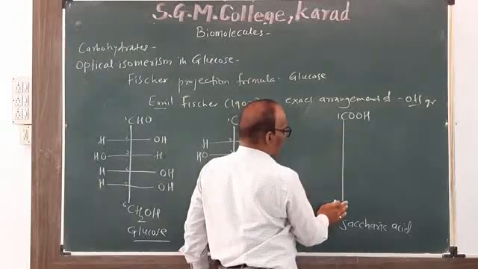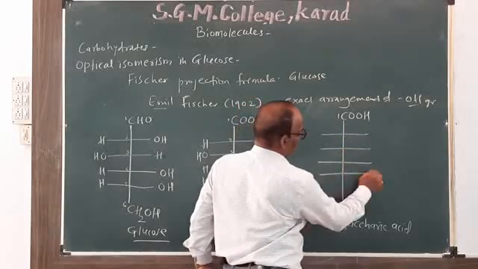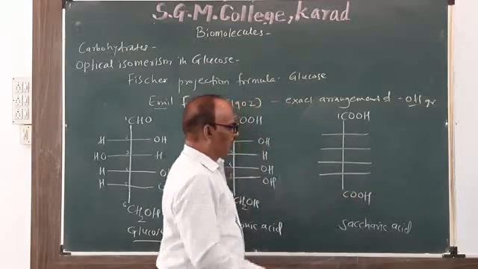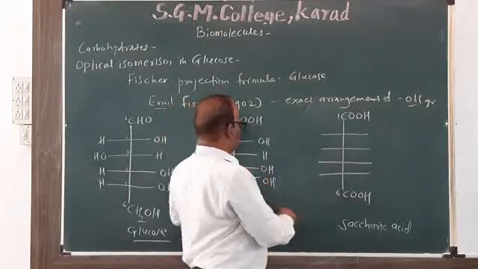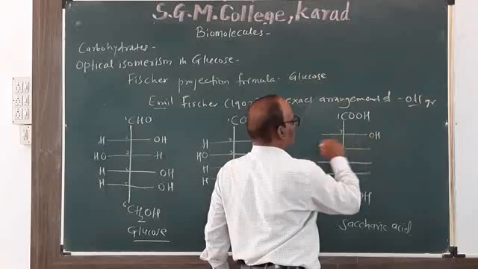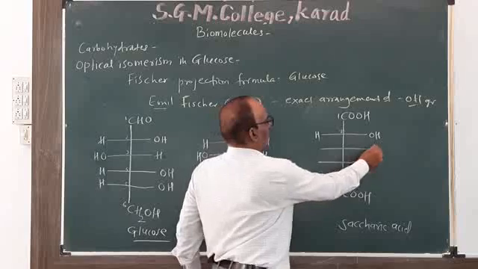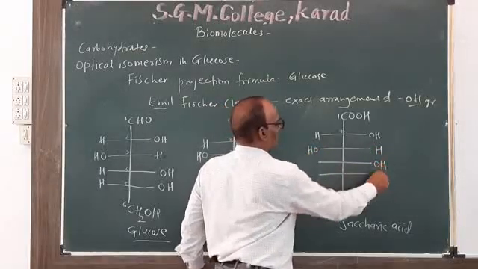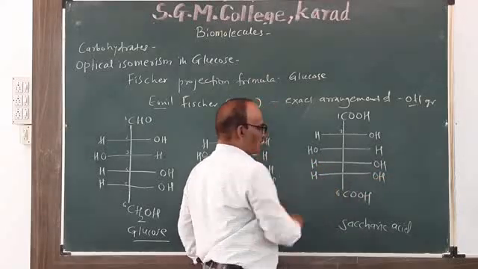At carbon number 1, COOH group. Then there are 4 CHOH groups. And the last carbon number 6 also has a COOH group. So carbon number 1 and 6 have the same groups, that is COOH group. The middle part is as it is. That is carbon number 2, OH on RHS, H on LHS. Then carbon number 3, H on RHS, OH on LHS. And here OH on RHS, H on LHS, OH on RHS and LHS.